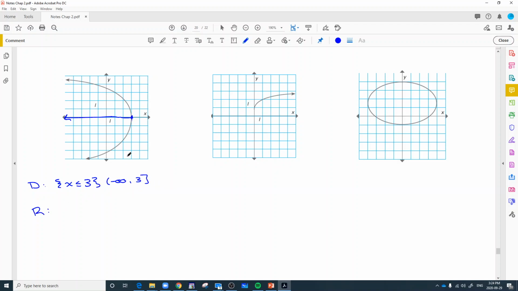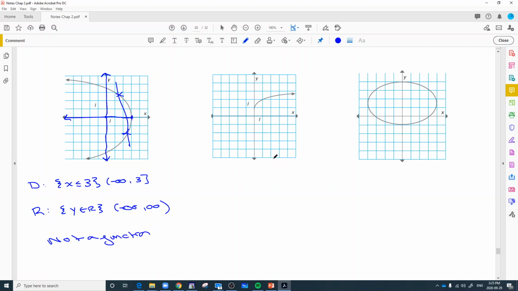My range, when I'm looking at the y-axis, I hit all the way along at the bottom, and then again all the way along up to the top. So my range would be the set of y as an element of the real number system, or -infinity to infinity. And then does this pass the vertical line test? No, it fails horribly everywhere. So this is not a function.